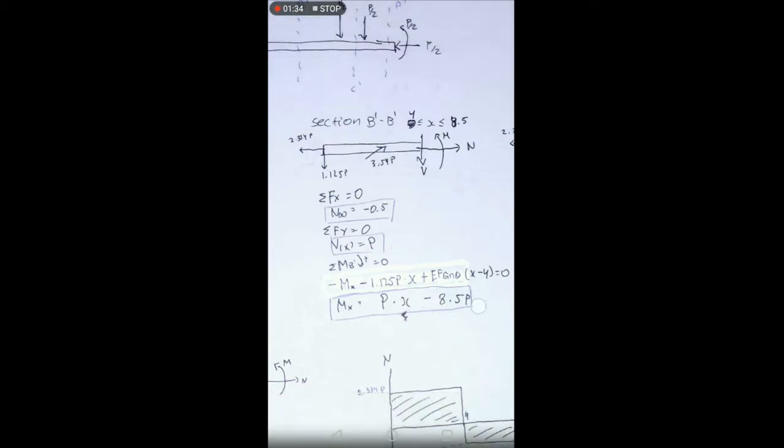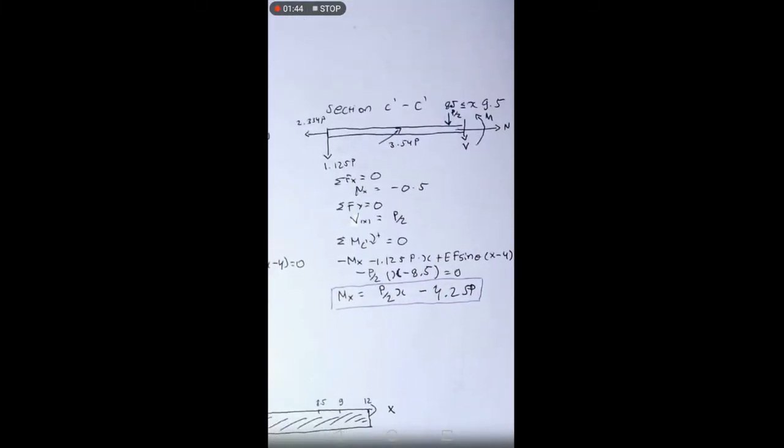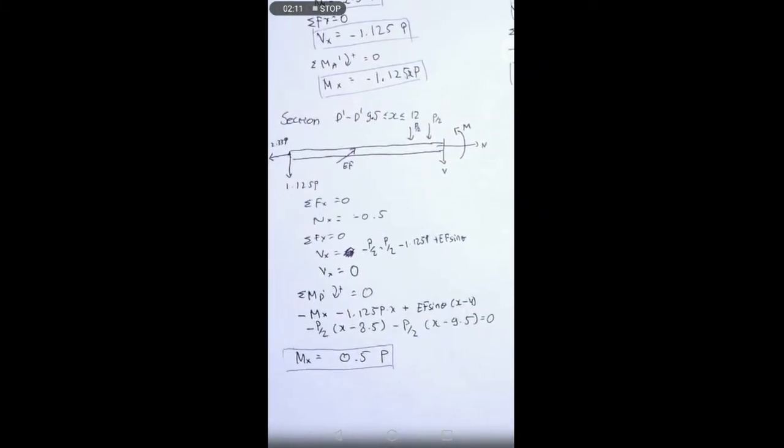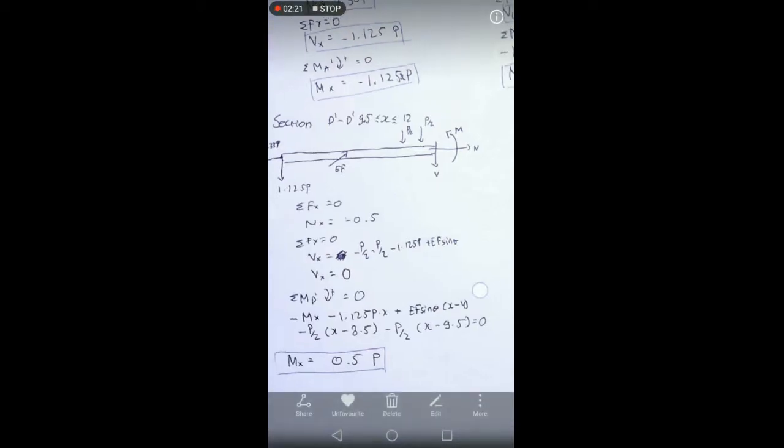These are the answers found. The third section runs from 8.5 to 9.5 meters. We use the same method using sigma Fx, sigma Fy and sigma moment around this point. These are the answers obtained. Same with the fourth section that runs from 9.5 meters to 12 meters. These are the forces obtained with respect to x.